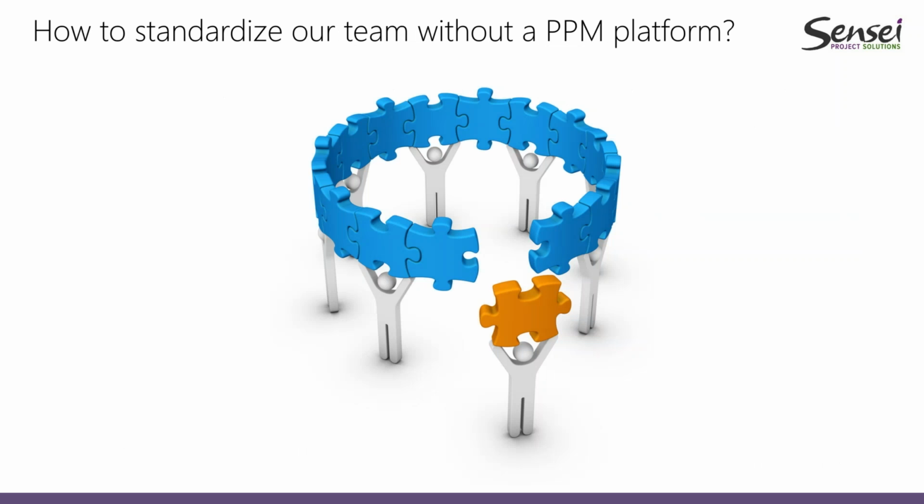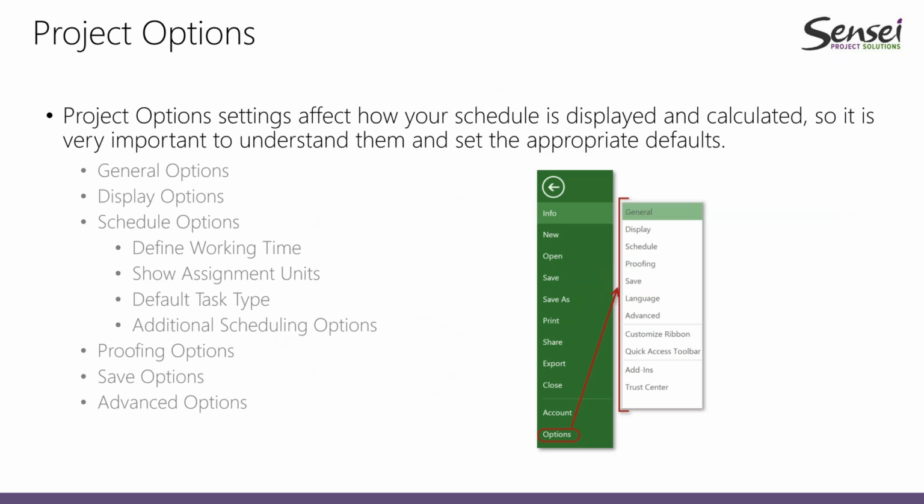So the question will be how to standardize our team without a PPM platform, and this is what we will be talking about here. So the first thing we need to pay attention to is the project options, right? This is something that people who are new users of Project are not very well versed in. So sometimes they just do not know that they can make lots of different modifications within project options. So then Project will be calculating the information or the things that we have in the schedule in a more accurate way, right?